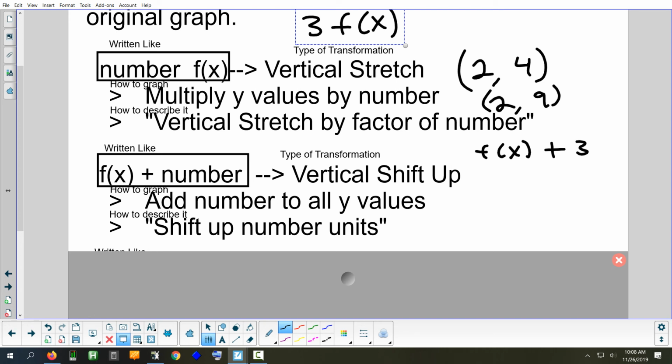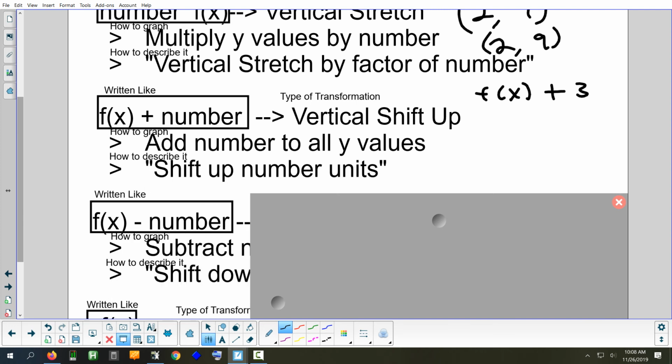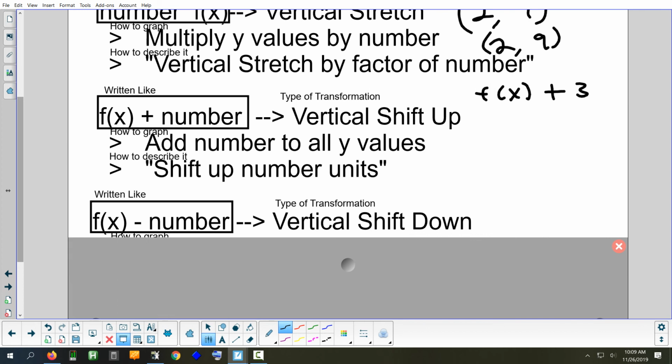That would be that coordinate shifted up 5 spots. You just added a number to the y value, and the way you describe it, you guys did this in the notes yesterday: shift up number units. Shift up 5 units. Shift up 2 units. Okay. What do you think that one's going to be? Negative. When you minus a number at the end, it's going to shift it down. Exactly.